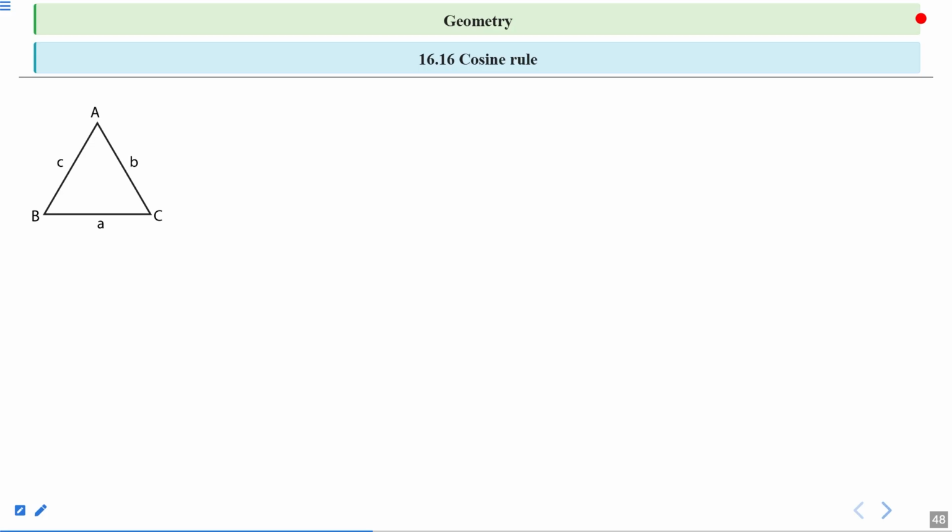Next cosine rule. So cos B in the same way is C square plus A square minus B square upon 2AC, which becomes B square equals A square plus C square minus 2AC into cos B. Next cosine rule. So cos C becomes A square plus B square minus C square upon 2AB, or we can say that C square equals A square plus B square minus 2AB into cos C.